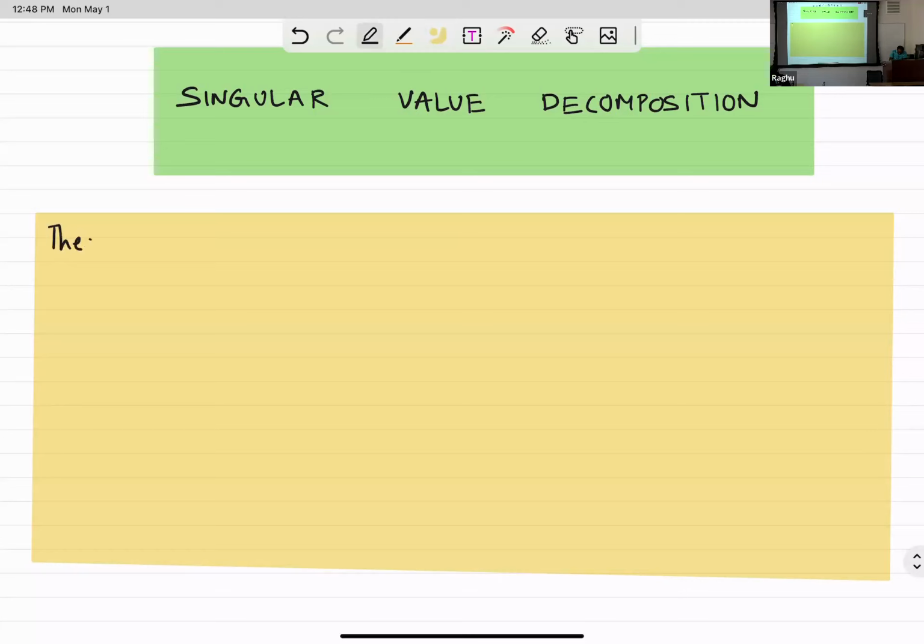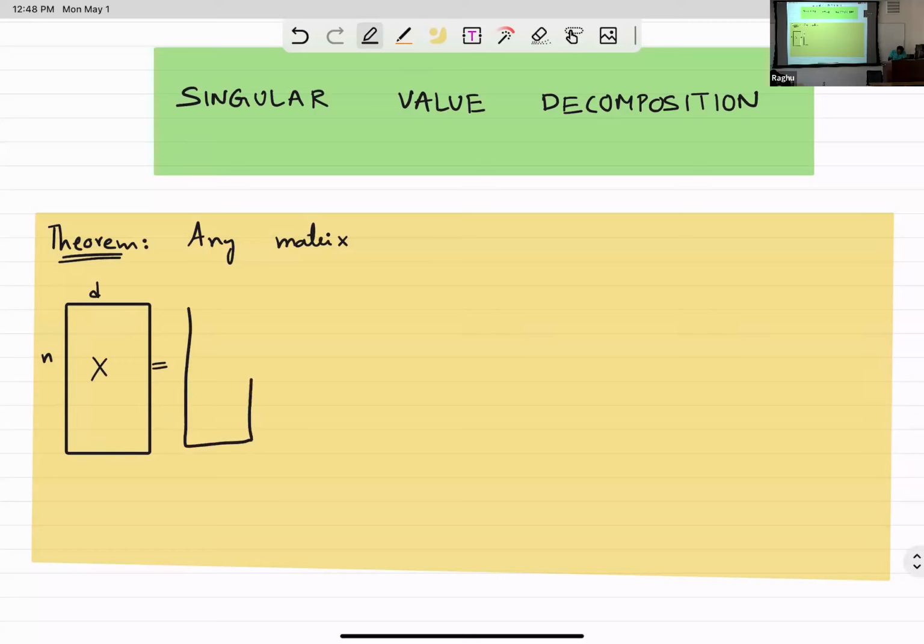And what does the singular value decomposition theorem say? If I have a matrix X, or any matrix X, n by d, this is X, I can factor it as a product of three matrices.